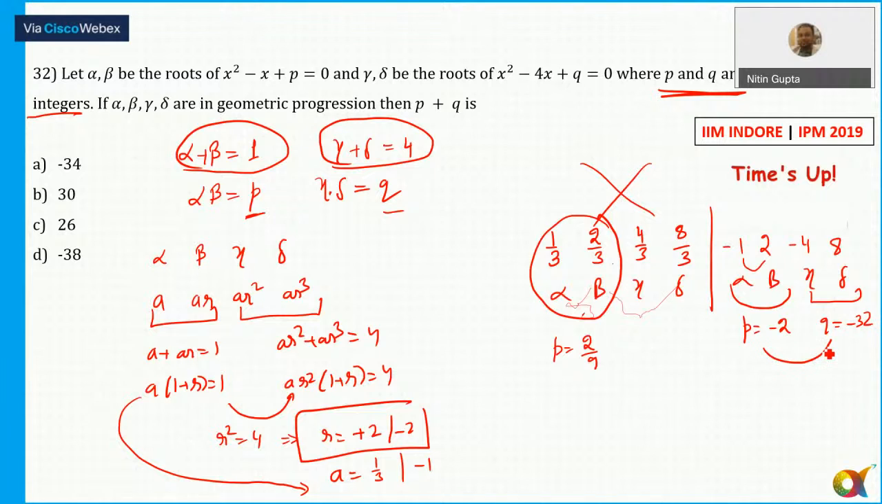So what is the sum of p and q? So p plus q is equal to -34. So the correct answer for this will be option number A, that is -34. So I hope that now it is clear. This was an easy question, not a difficult question at all. This question is not something where they are checking some new concept. So any doubt? Can I move to the next question now?